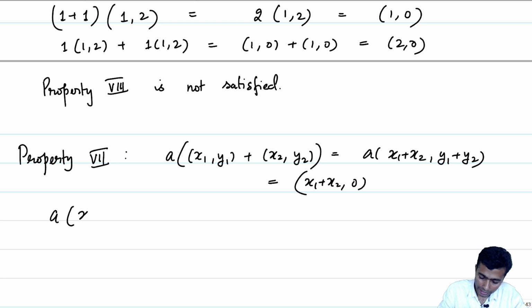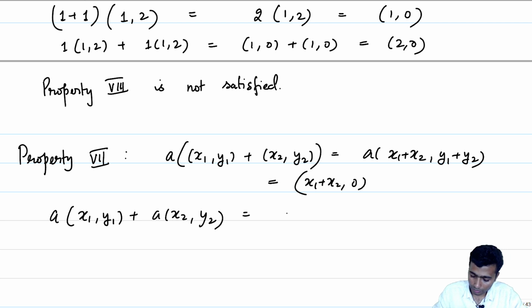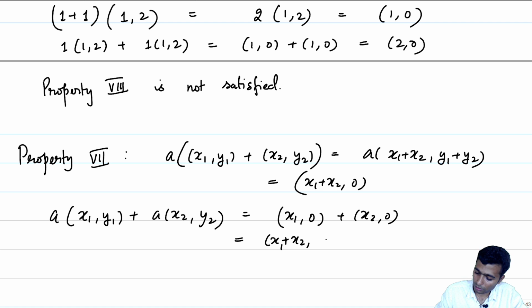This should be equal to A times (X1, Y1) plus A times (X2, Y2). But what is that? That is equal to (X1, 0) plus (X2, 0), which is equal to (X1 plus X2, 0), which actually are equal, and therefore property 7 is satisfied.